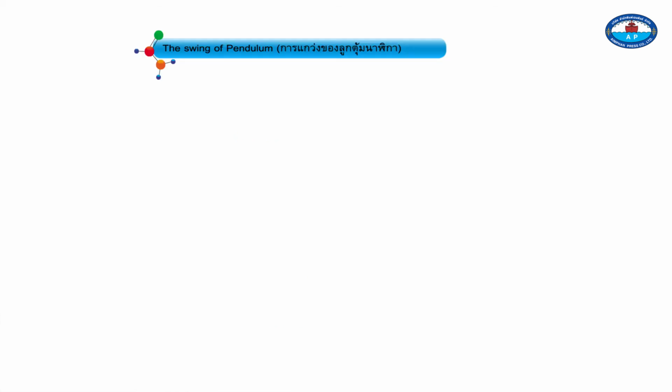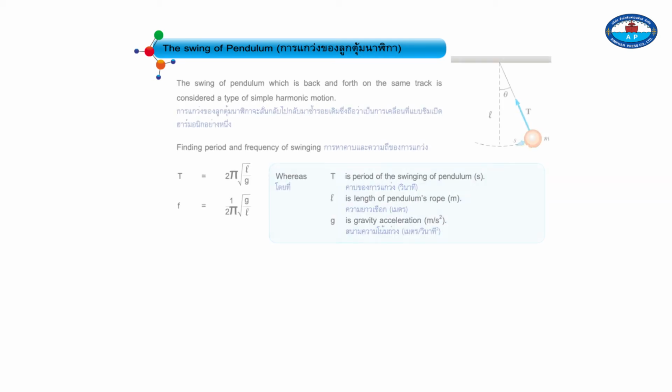The swing of pendulum. The swing of pendulum, which is back and forth on the same track, is considered a type of simple harmonic motion. Finding period and frequency of swinging. Whereas T is the period of the swinging of pendulum, lambda is the length of pendulum's rope. G is gravity acceleration.